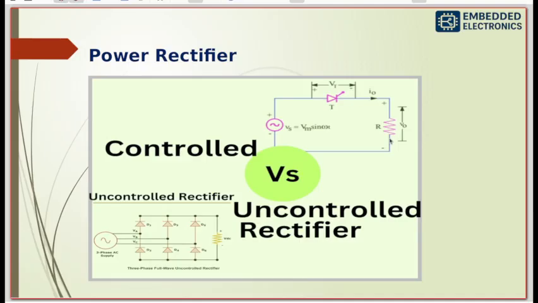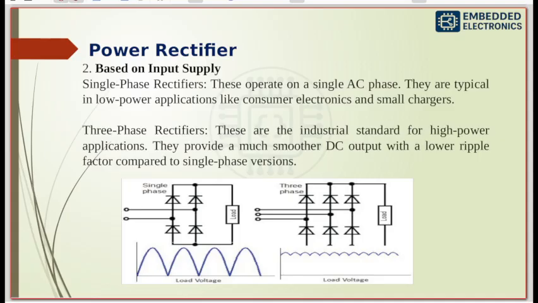So you can control the speed of a motor or the brightness of a light by adjusting exactly when you fire the SCR. So it is a controlled rectifier. And next, based on input supply, we have two types of rectifiers. One is the single phase rectifier and the other is the three phase rectifier.